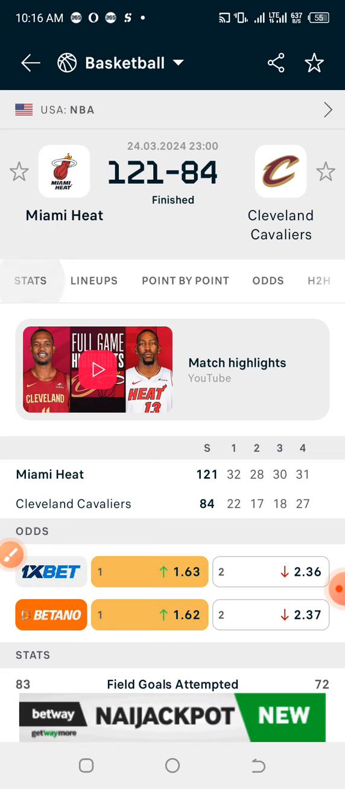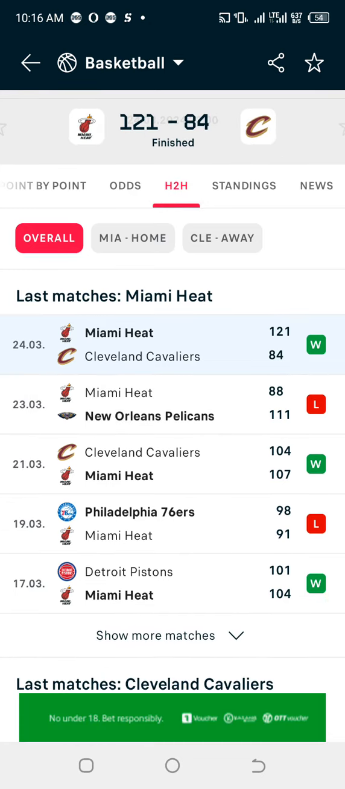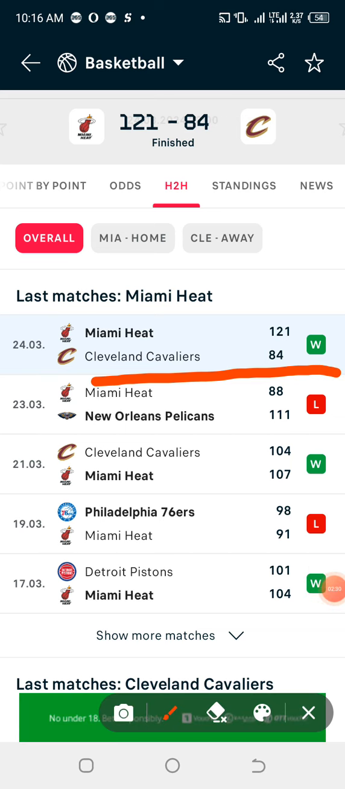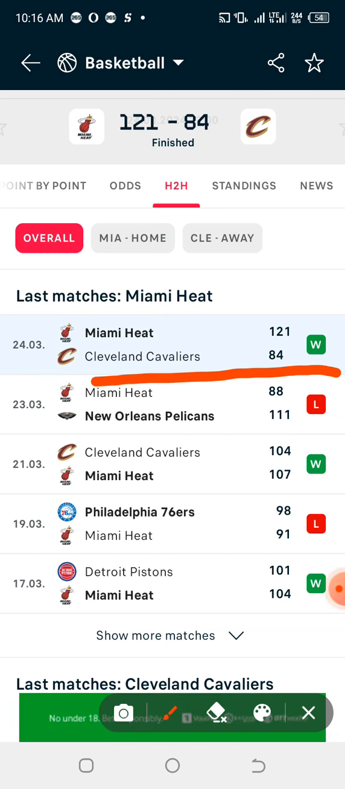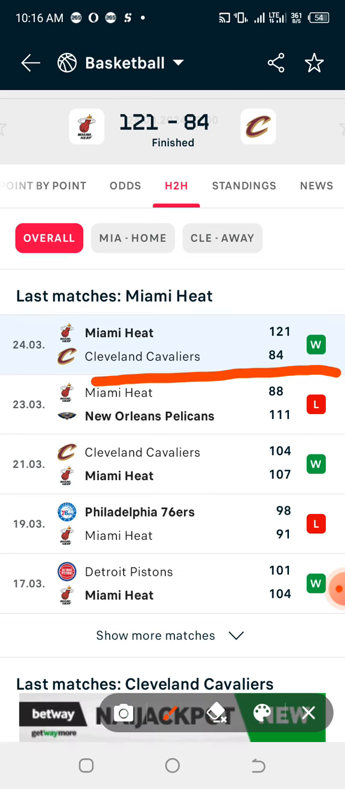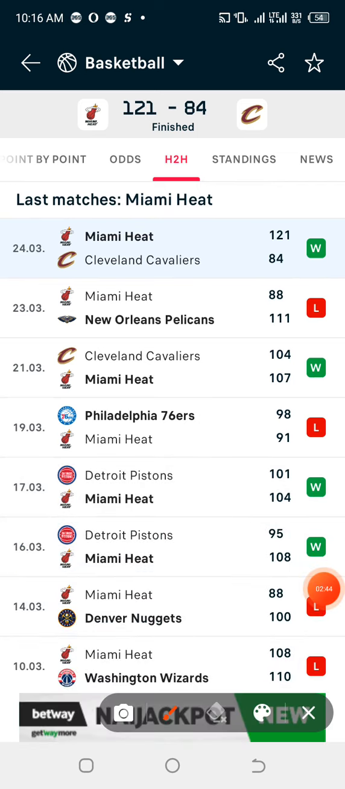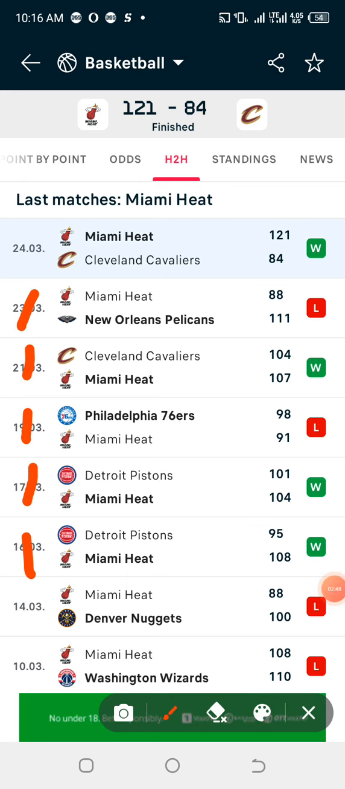Now, let us check the head-to-head, and under this head-to-head, this is the last game that ended 121 and 84. Please, I want you guys to pay very close attention and focus on this particular strategy, and make sure that you are not missing any steps. Now let's see. In the last 5 games, you have to calculate it. So this is 1, 2, 3, 4, 5. So we have 5 games.